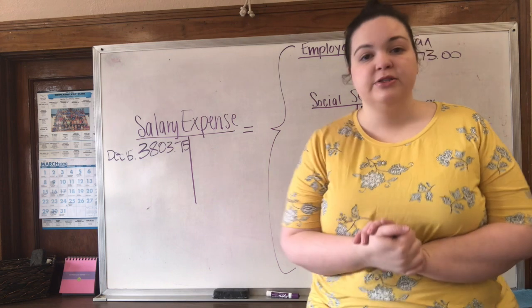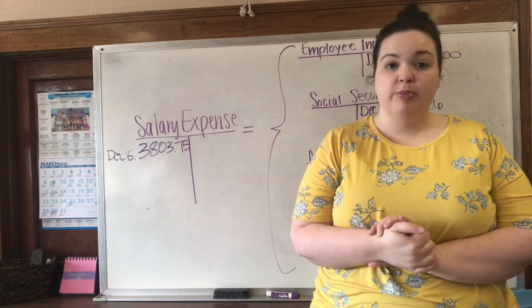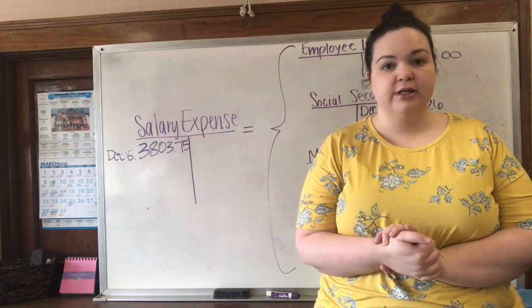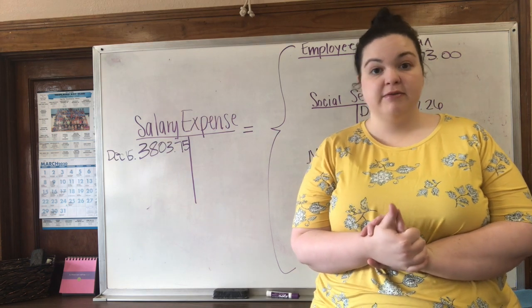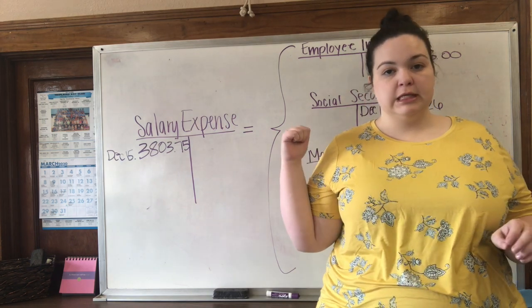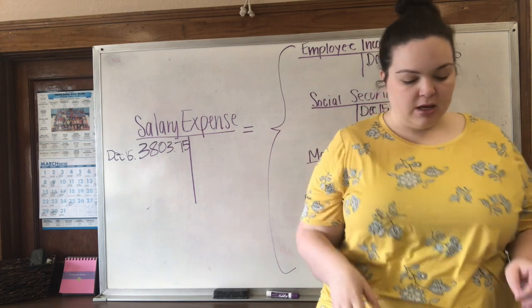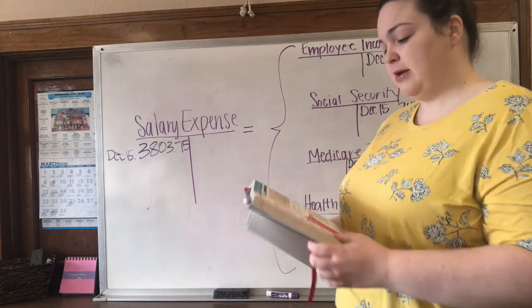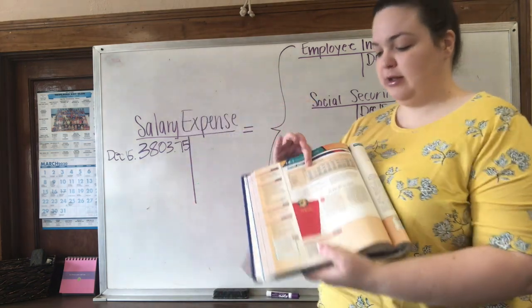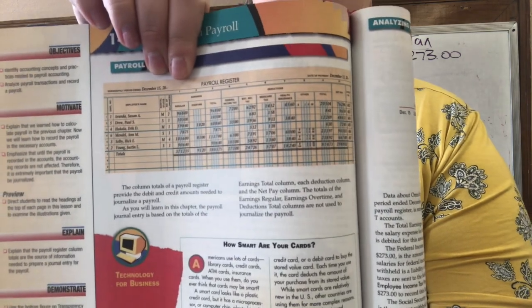Okay guys, I'm going to do the example that they have in the book on pages 332 and 333. We're going to talk about analyzing the payment of a payroll. We're actually going to use T accounts right behind me. So what you're going to do is look at your payroll register. It's right there at the top of 332. Hopefully you can see that.